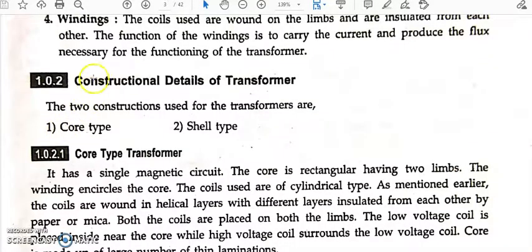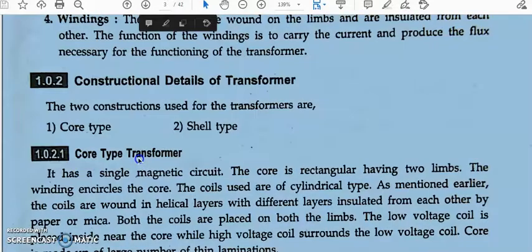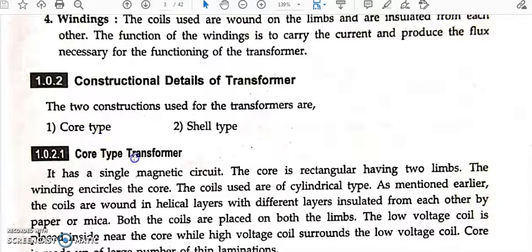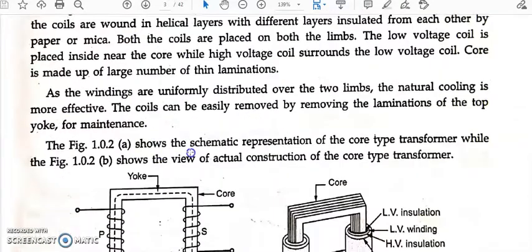Now let us come to the construction details of transformer. There are basically two types of transformers. One is core type, other one is shell type. Okay, so let us see first core type transformer. First, you should understand why this core type is called core type, right?